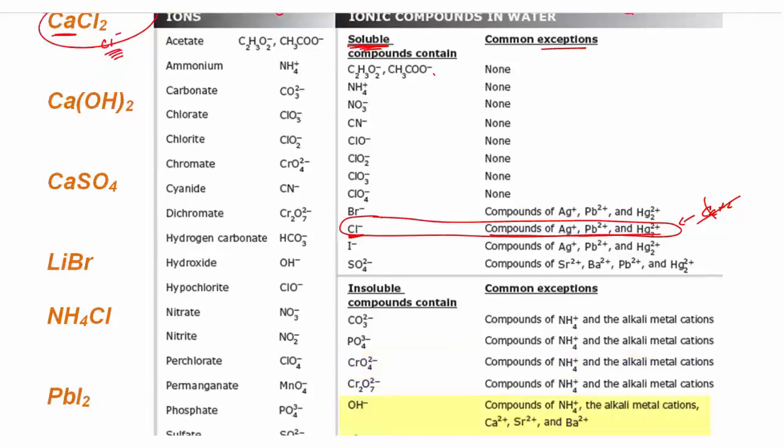How about calcium hydroxide? See if you can find hydroxide. Here's hydroxide. It's supposed to be insoluble, but we should check the exceptions, right? What's the cation? Ca plus 2. There's common exceptions. So that means that calcium hydroxide is soluble, right? Because most hydroxide compounds are insoluble, but calcium hydroxide is an exception.